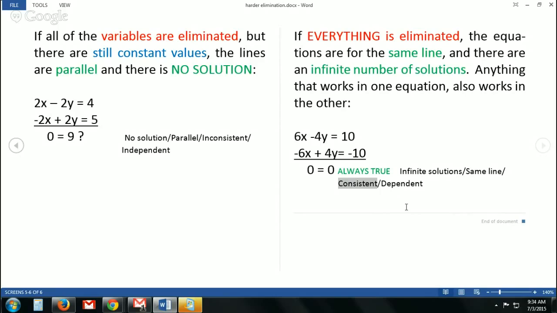If the lines cross in any spot or in every spot, say consistent. When it's one line, say dependent. If it's two lines, say independent.